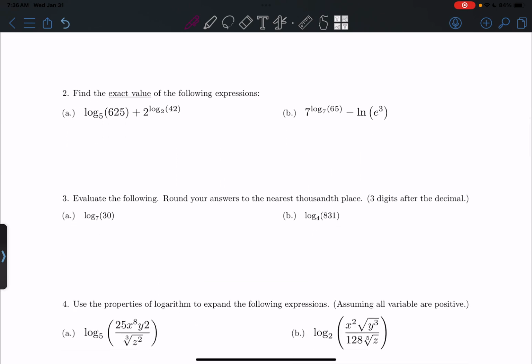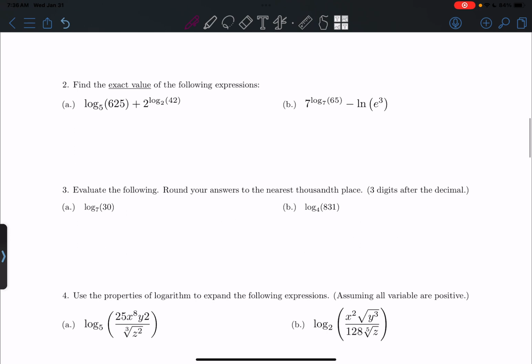Moving on to the chapter 5 material, find the exact value of the following expression. This is, once again, just a way for you to recognize the cancellation property of log and exponent. We hopefully recognize 625. Write this on the side real quick, actually. 625 is equal to 25 times 25. And these are equal to 5 times 5 each. So what that means here is 625 is just 5 to the 4th power.